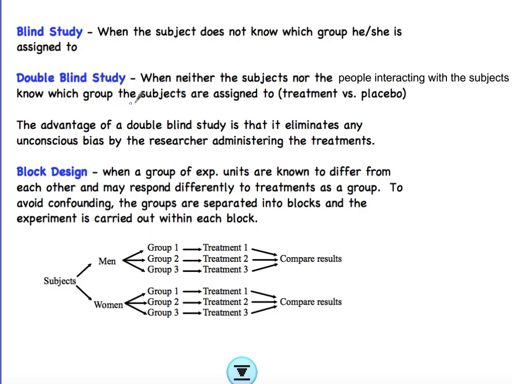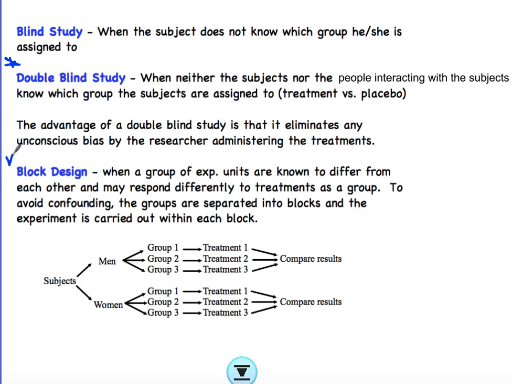Someone does know. The actual researcher knows, they're the ones behind the scenes. They know what's happening, but the subjects and the people interacting with the subjects, they don't know. We don't want these people to give away anything or to interact in such a way that could cause bias. So we just want to eliminate that. So double blind is the way to go if you can, but it's not always feasible.